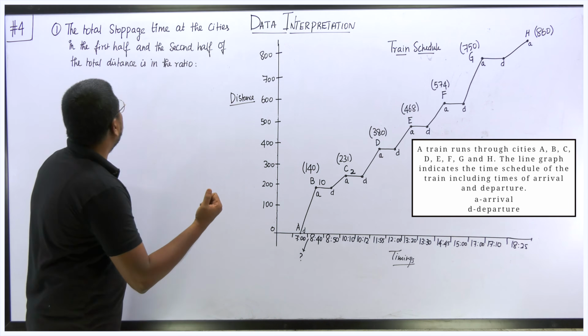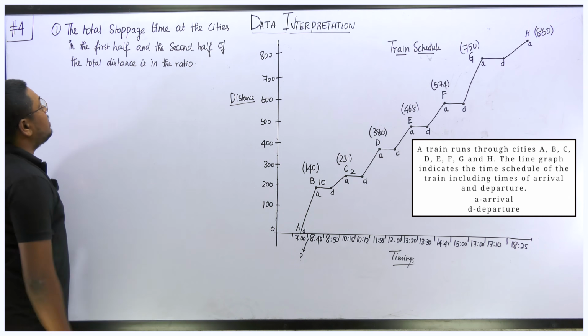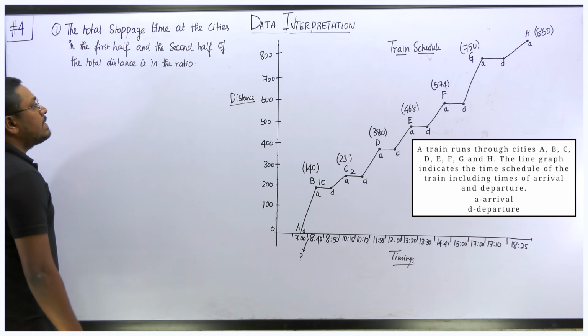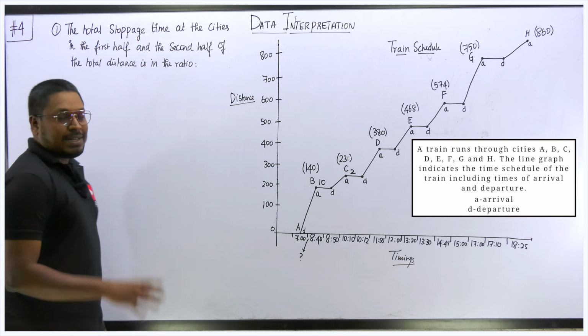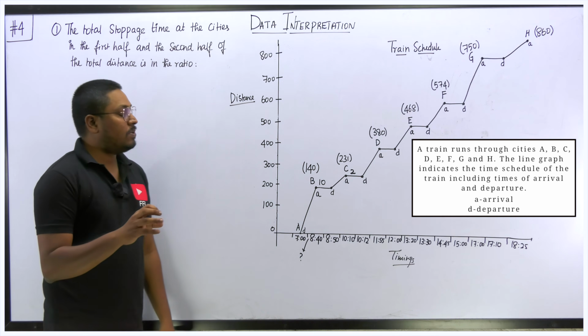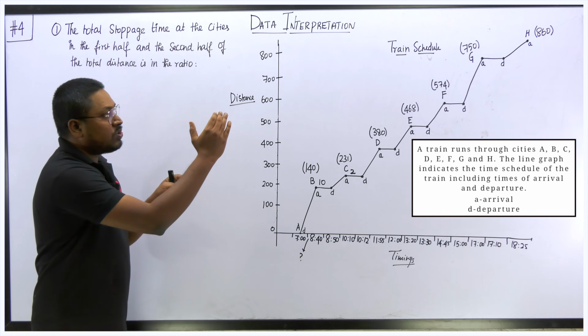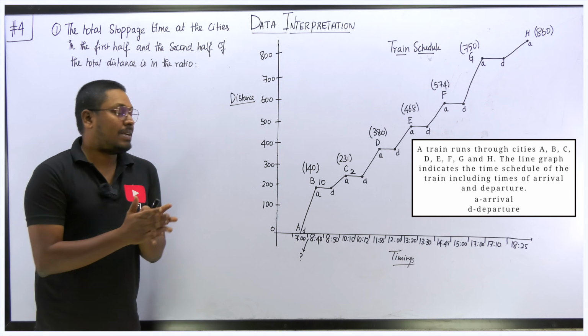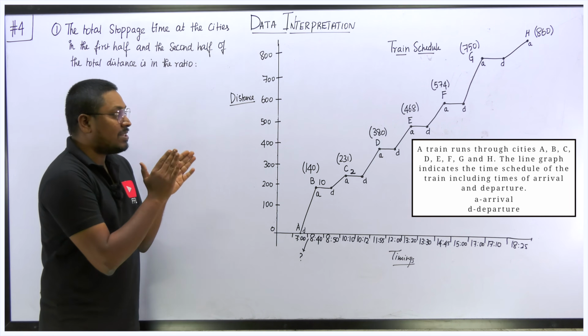So here is the first question. The total stoppage time at city in the first half and the second half, the total distance is in the ratio. So friends, our target is to find the ratio, right? They are separating this total 8 cities into two halves, first half and second half. So our target is to find what is the ratio for the stoppage time.